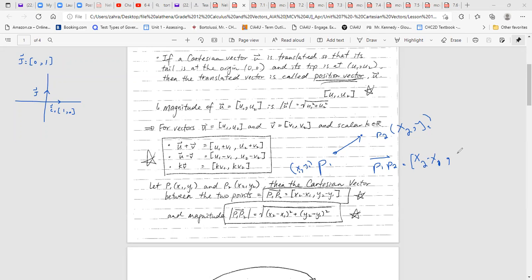And the y component is going to be y2 minus y1, the second one minus the first one. And the magnitude of that is, of course, the total x component squared plus the y component squared, square root of that, which gives you the magnitude of P1P2.